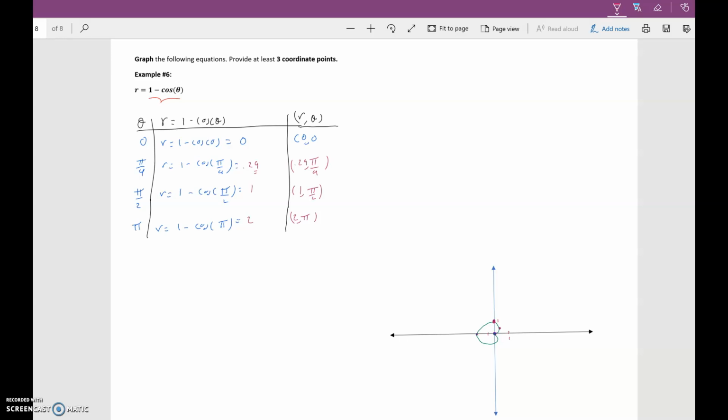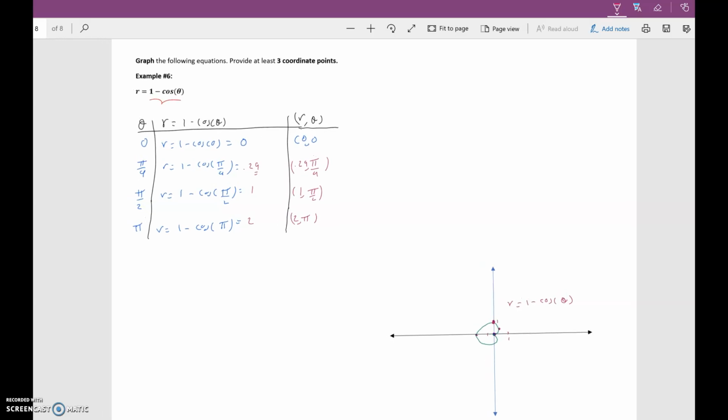Obviously not to scale. These tend to be really messy, especially if you have constants or fractions embedded in there. So this represents r is equal to 1 minus cosine of theta. And then on Wednesday, we'll take a look at how to use technology to graph some of these.